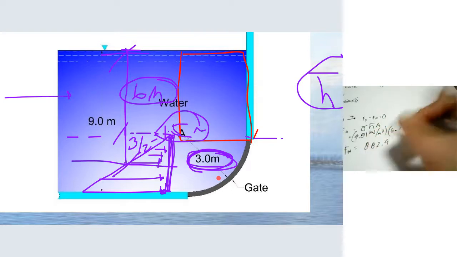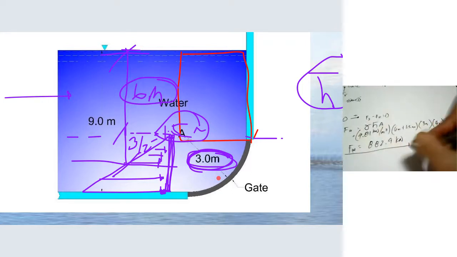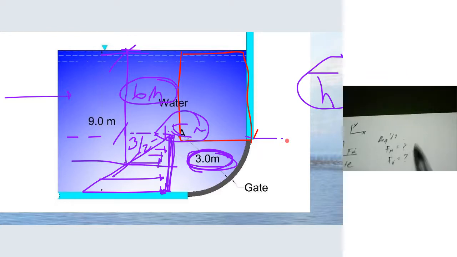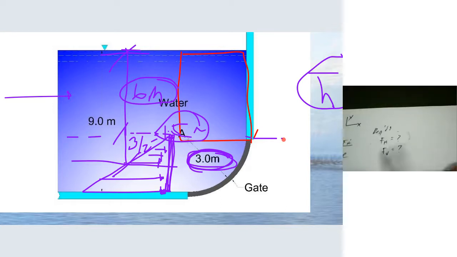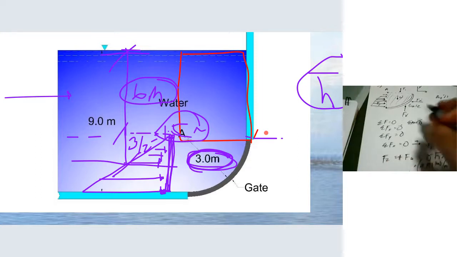Thanks, Cyron. 882.9 kilonewtons. Okay, so basically, we have the answer for F sub h, one of the required variables. So, next, unknown is F sub b, so force along the vertical. We can use summation of forces, equilibrium equation, along y.